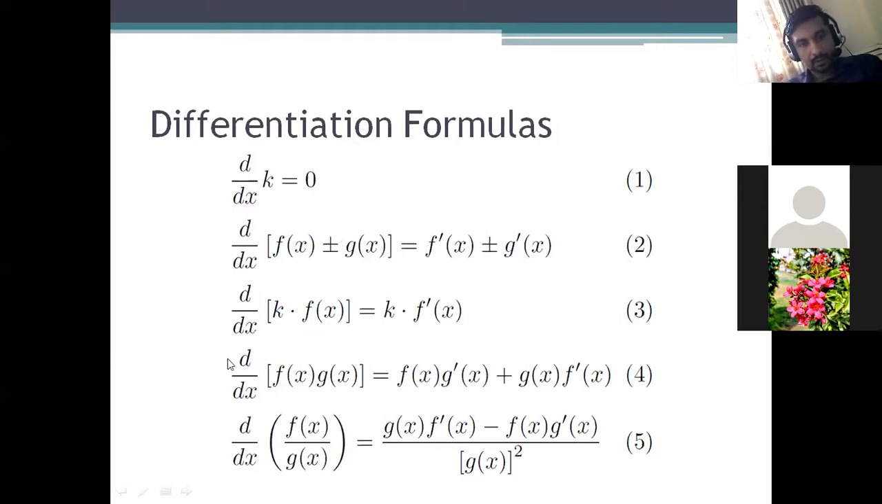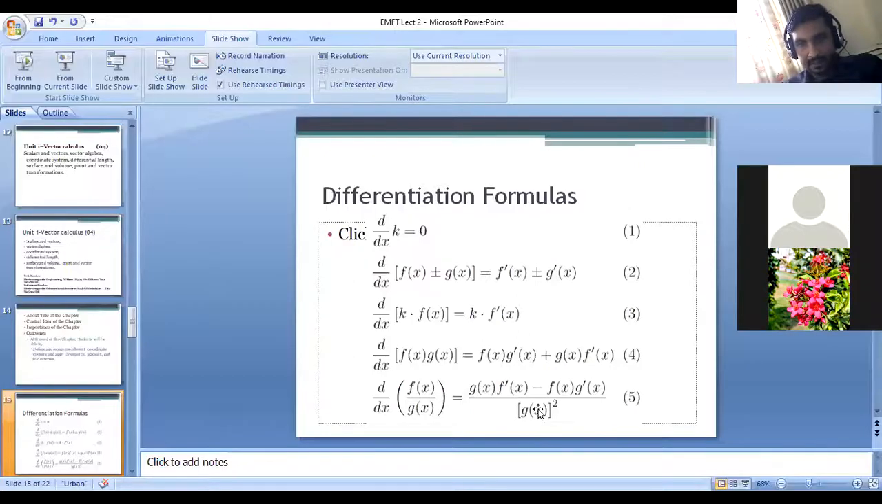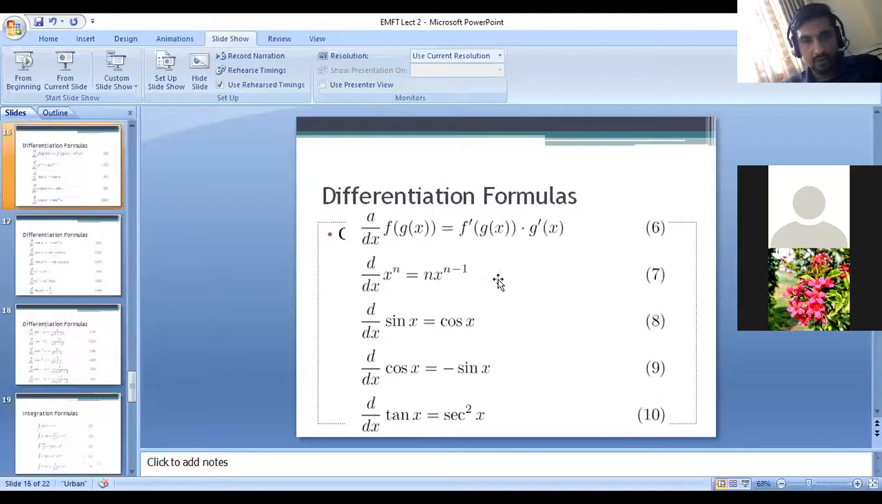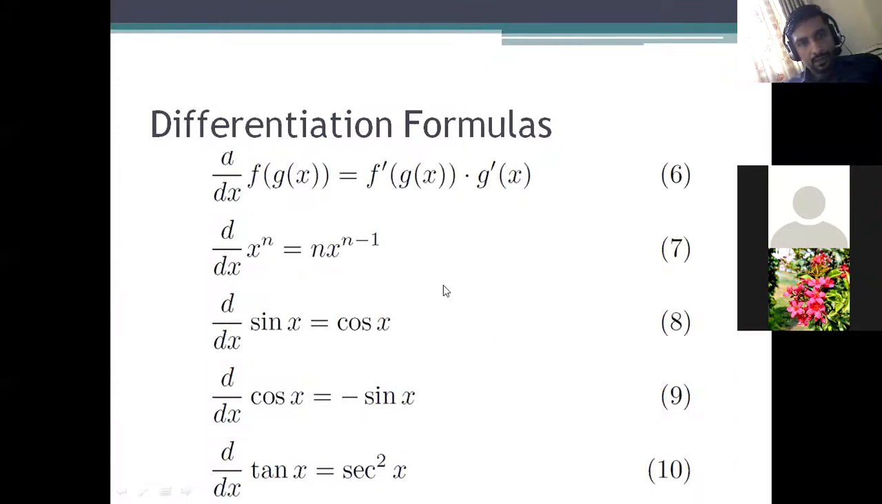Then next comes the product rule. d by dx of f of x into g of x is equal to f of x into g dash of x plus g of x into f dash of x. Then we have d by dx of f of x divided by g of x, which is equal to g of x into f dash of x minus f of x into g dash of x, divided by g of x squared. So these are all differentiation formulae. We have some more, right? d by dx of f of g of x.